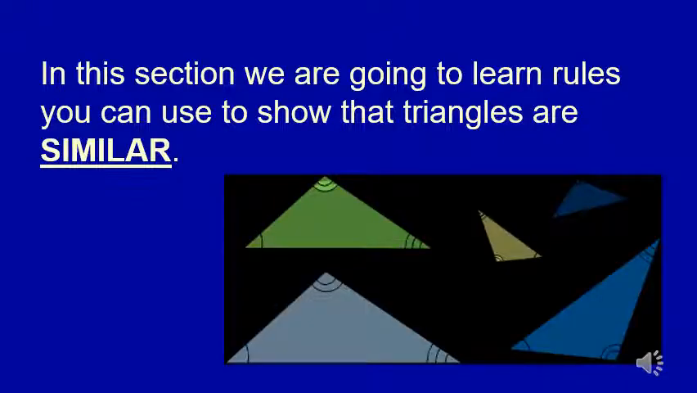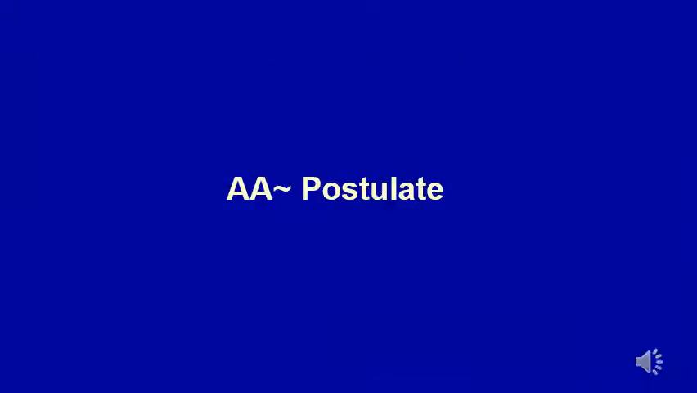Well, we don't have any Chinese kids to help us out in this chapter, but what we're going to talk about in the section today is some rules that you can use to show that triangles are similar. And they're actually fairly close to what we did with congruent triangles. The first of the rules that we're going to learn is called AA. And you notice when I put this, I put a little squiggle after it. That means it's the AA similarity postulate.